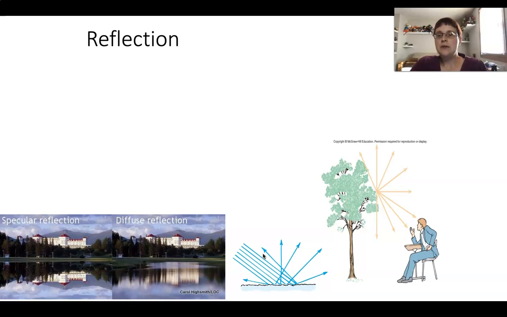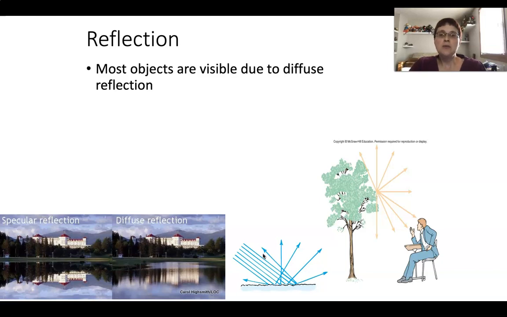So in the last video, I was talking about reflection in a plane surface or a smooth surface. There's another type of reflection, and this type of reflection is much more common for us to see. We just don't pay attention to it. Most objects are actually visible due to a property of light called diffuse reflection. So this is the other type of reflection.